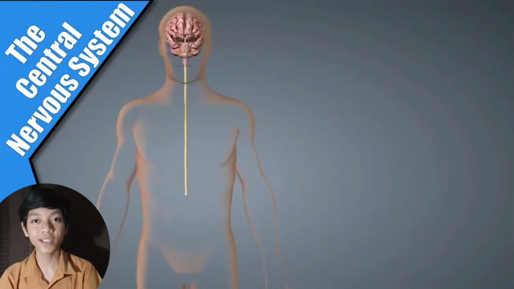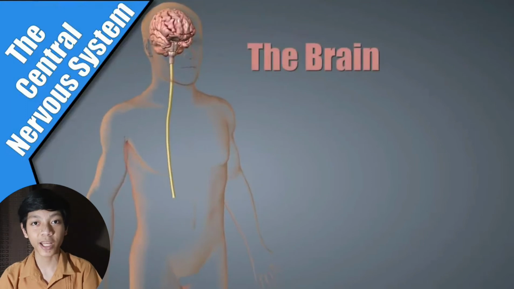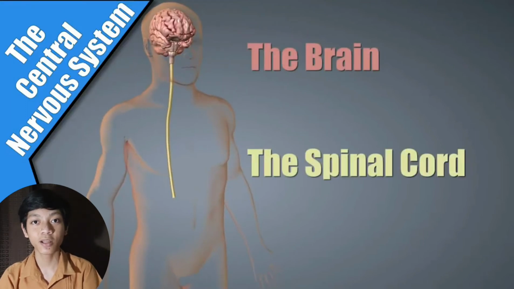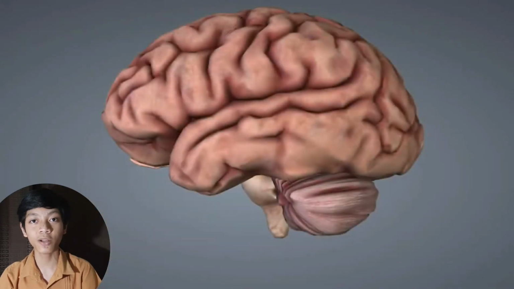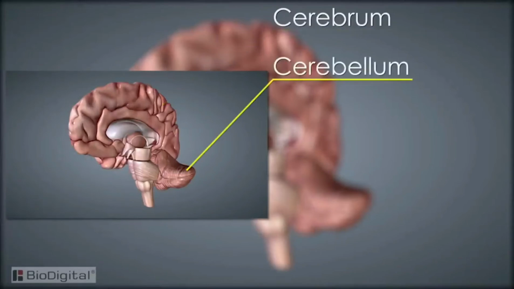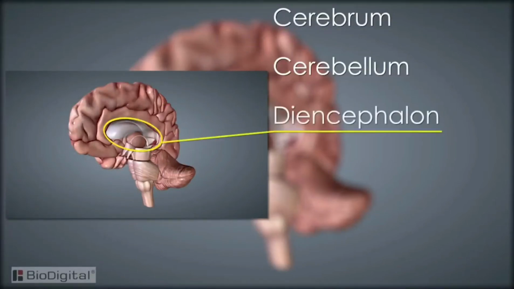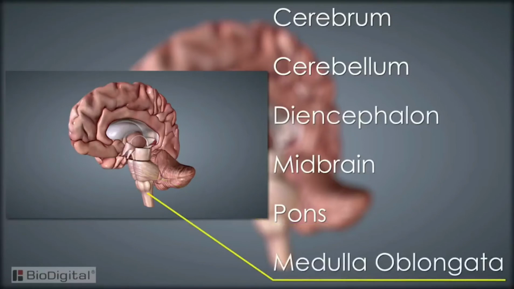The central nervous system is made up of two major structures, the brain and the spinal cord. As most people know, the brain is found within a cranium or skull, and there are 6 main sections among other structures within it. These 6 sections are the cerebrum, cerebellum, diencephalon, the midbrain, pons, and the medulla oblongata.